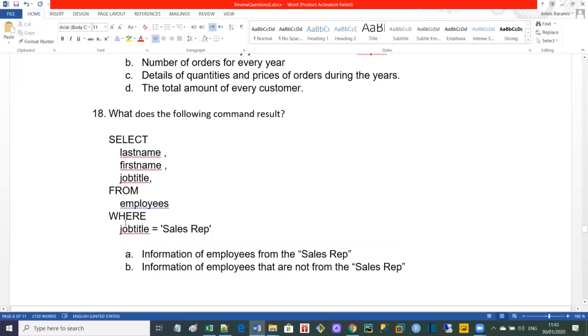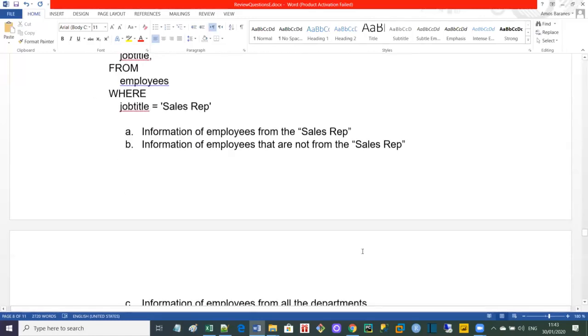And the only thing is that I'm filtering, so I'm not getting all the employees, I'm getting all the employees whose job title is sales rep. And that's really what the A means: information of employees who are sales reps. I could have added that I'm getting only 3 columns. All the others are not the correct answer.